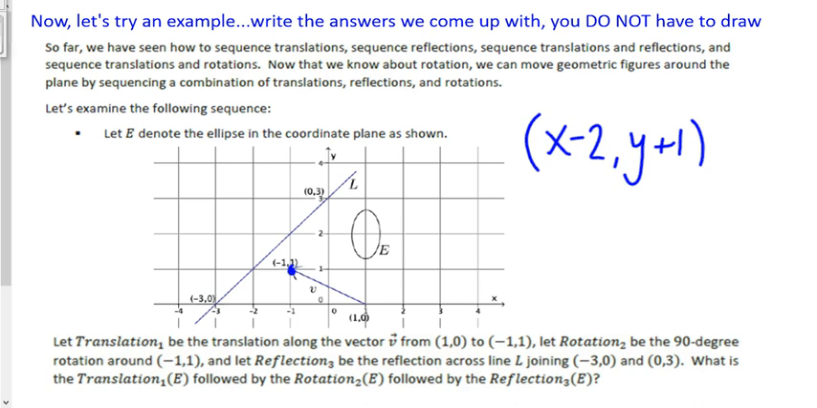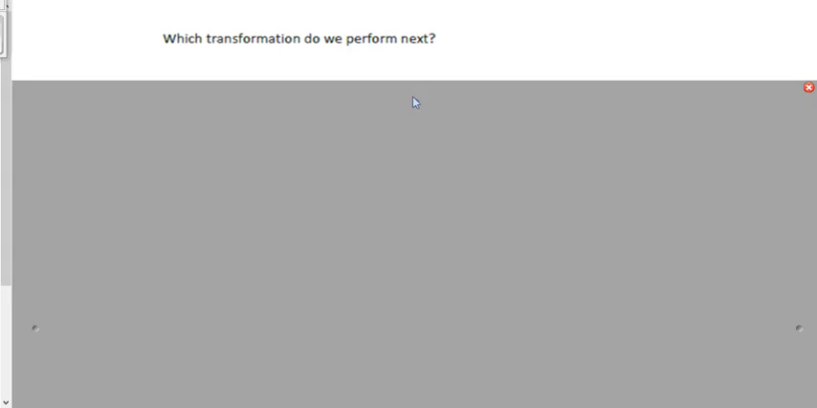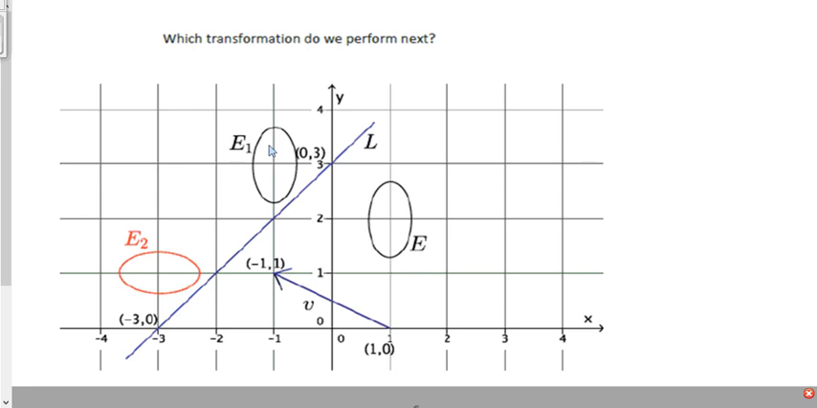But we're not done. Which would we do next? We go back to that first one, you look at it, and it says that after the translation, they want you to rotate 90 degrees. So we would have to rotate that E prime 90 degrees. Now remember, if it's a positive 90, and it doesn't tell you clockwise or counterclockwise, a positive 90 means counterclockwise. So they took this E, and they went counterclockwise about this point right here.